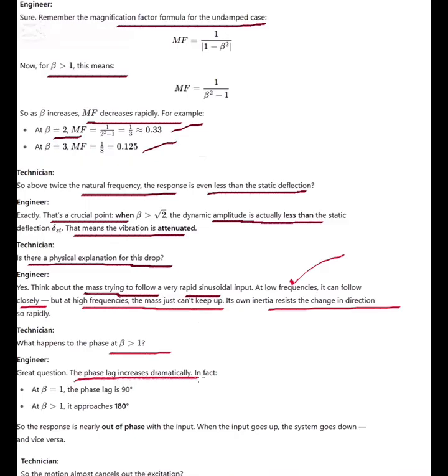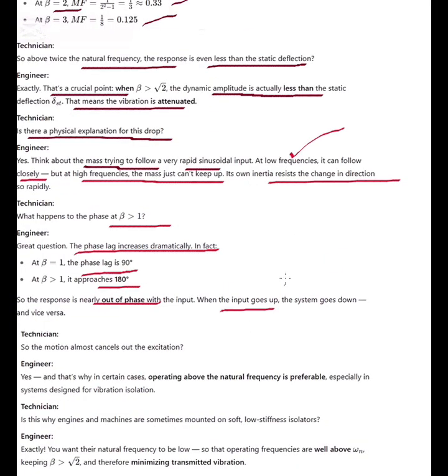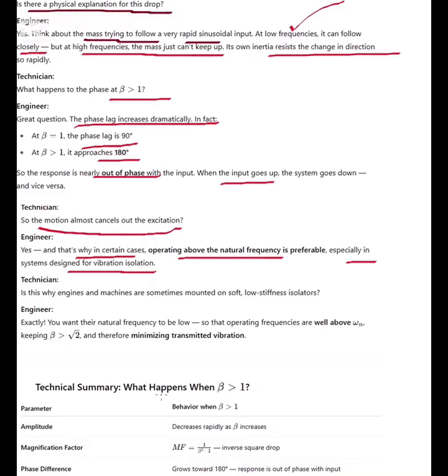Good question. The phase lag is also increasing dramatically. At beta equal to 1, the phase lag is 90 degrees. With beta greater than 1, it approaches 180. That's almost out of phase. It's out of sync. When the input goes up, the system goes down, and vice versa, if beta is greater than 1. So the motion almost cancels out the excitation. Yes, that's why in certain cases, operating above the natural frequency is preferable, especially in systems designed for vibration isolation.